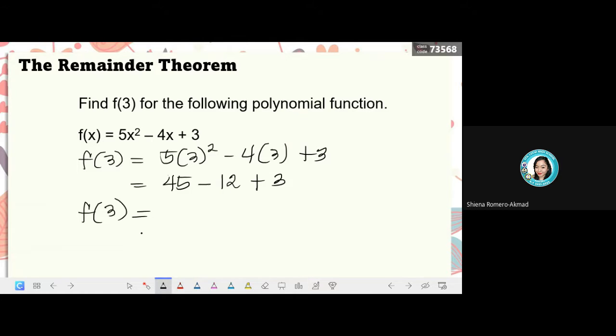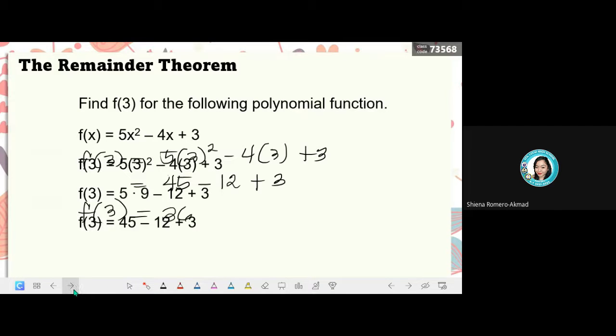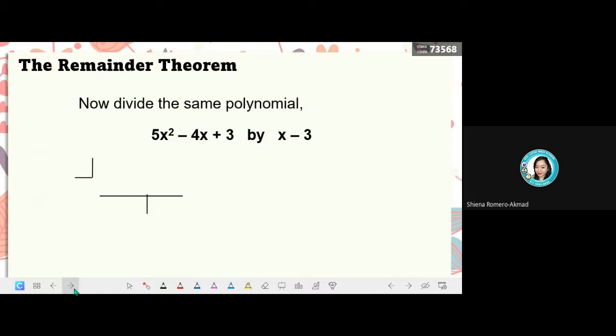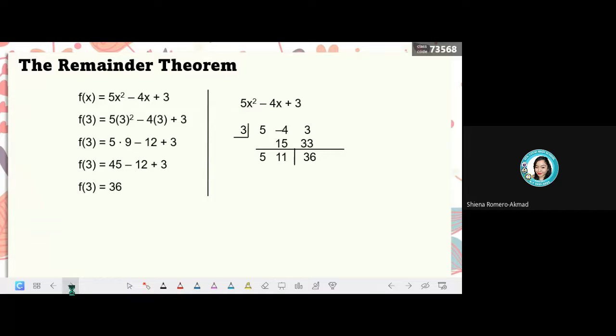F of 3 is... Ang sagot dito, f of 3 is equal to 36 po. 36, correct. So the answer is 36. Ayan, next. Kapag nag-divide ka daw ng same polynomial, ganun pa rin, 36 pa rin yung magiging remainder. Same lang sila. Okay, pero mas madali ito, no?